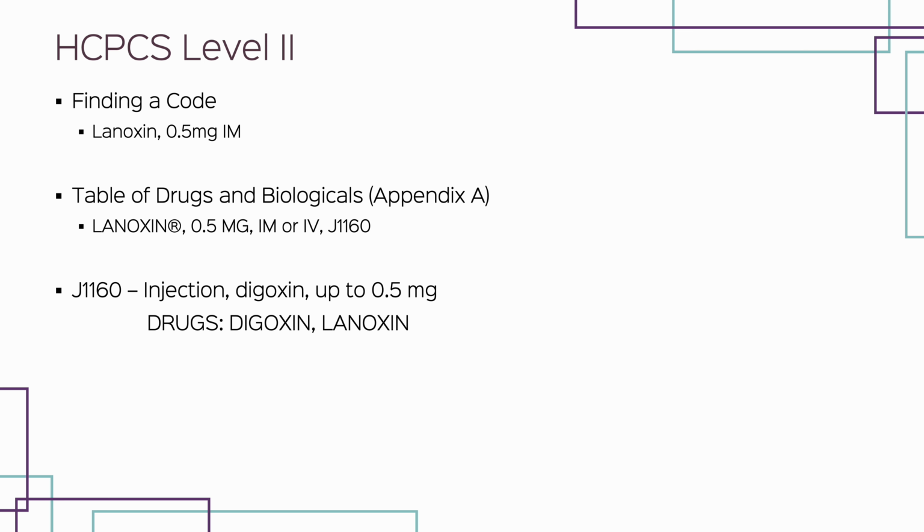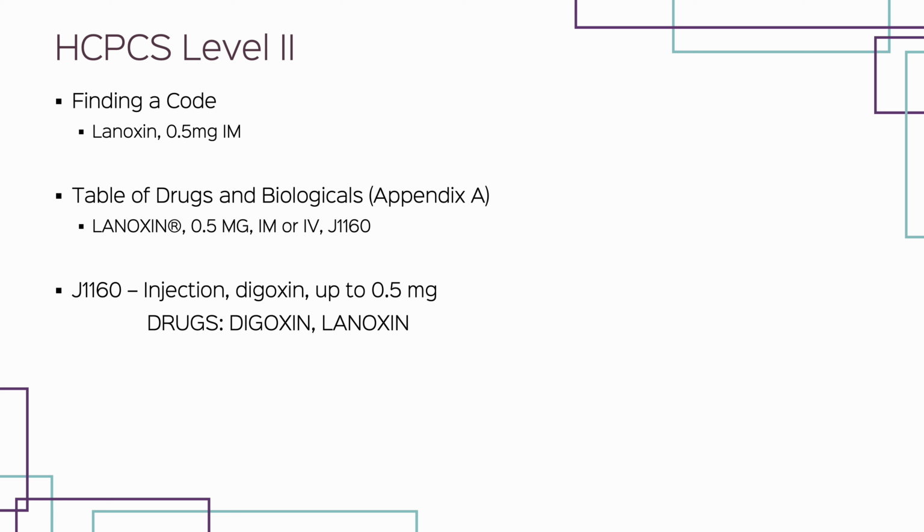One of the main ways to locate a drug code in the HCPCS Level II book is by using the table of drugs and biologicals. So let's walk through an example. Suppose we have a physician that administers an intramuscular injection of 0.5 milligrams of Lanoxin. To find the appropriate code, you should start by turning to the table of drugs and biologicals. Typically, this is located after the tabular list in your book.